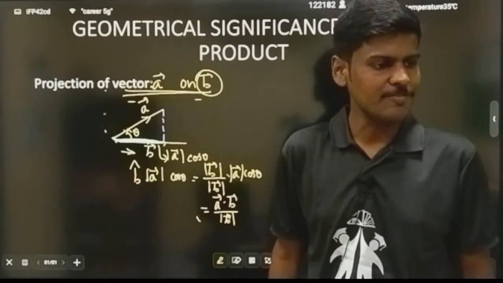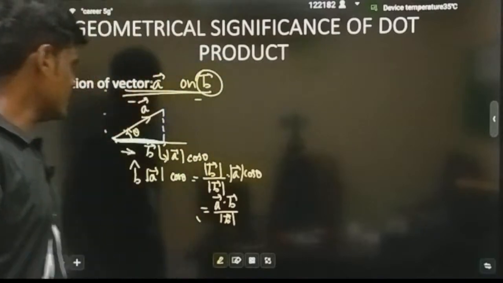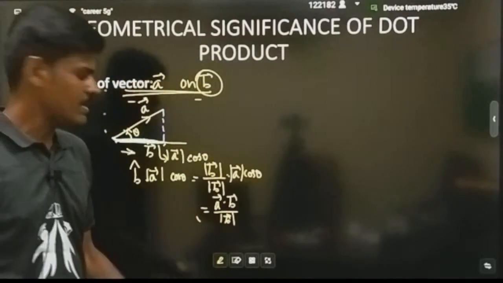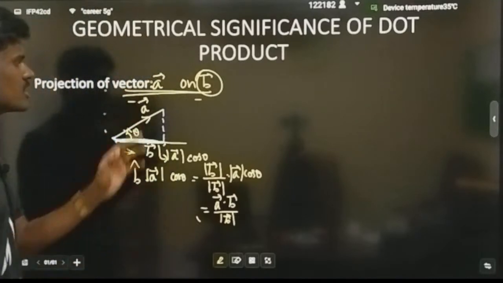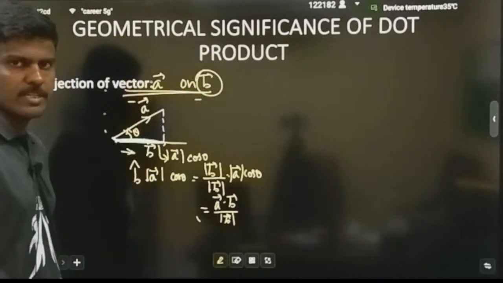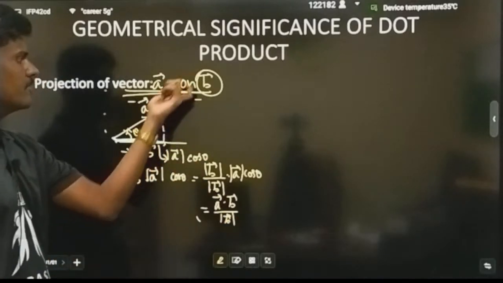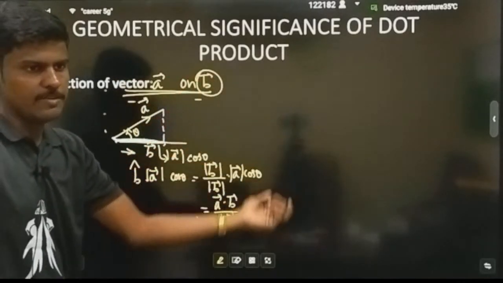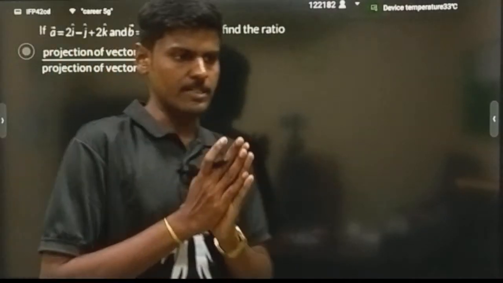So this is the projection formula. Clear now? So B dot A by mod B is given by the projection of A vector on B vector. Now what is the projection of B vector on A vector? Again it will be B dot A by mod A. Same formula, but whichever vector we are projecting onto, we have to divide by that. Simple. Okay, this is about projection.